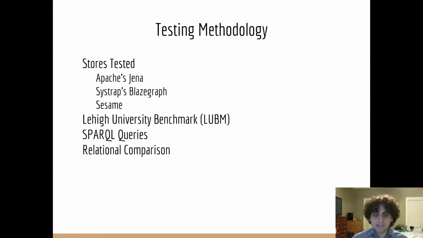To simulate the data we would have, we needed a large source of data. I found the Lehigh University benchmark. It was originally designed to test OWL reasoning. However, as part of that, it produced a large set of university-centric data. That's where the university benchmark part comes from. The data consisted of data that you would have about a university setting. So undergraduate students, graduate students, faculty, classes, departments, research papers, all tied together in various ways.